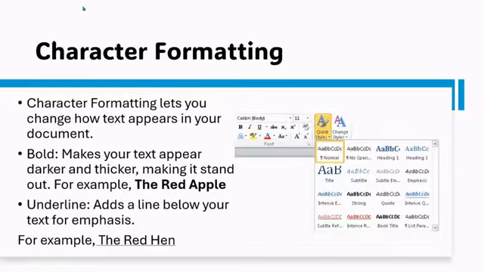So if we want to change the way our text appears in the document, we may decide to bold it, to underline it, to italicize it, to change the font style, to change the font color, and so forth. If we are bolding text, we're basically making the text appear darker and thicker, making it stand out. And we have an example right there. Notice how dark and thick the words red apple are in comparison to the remaining text.